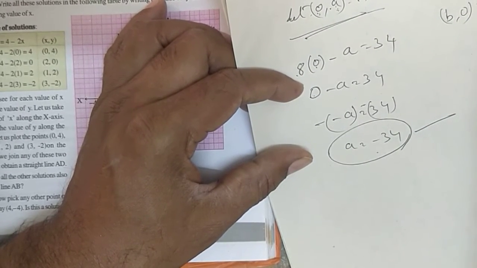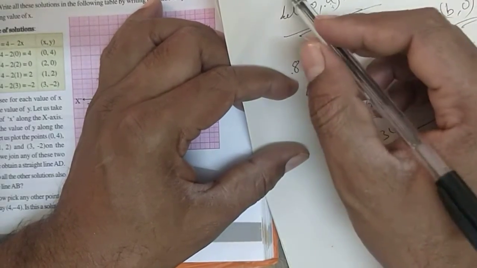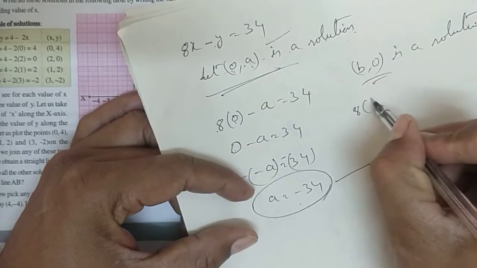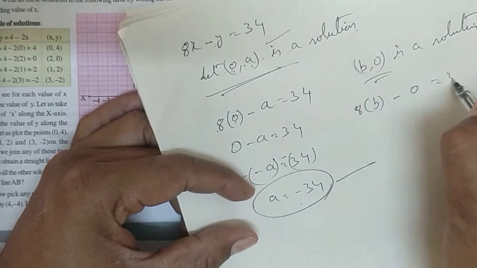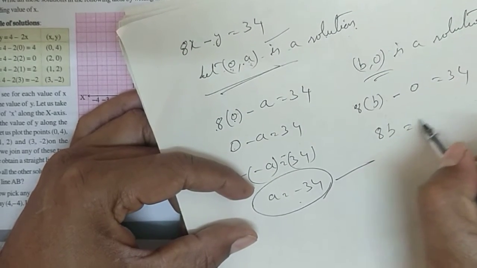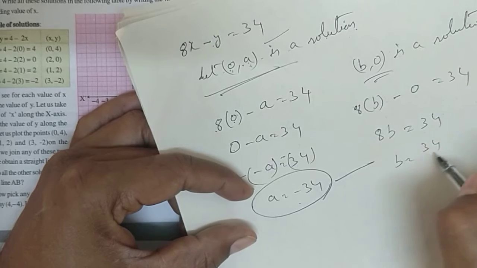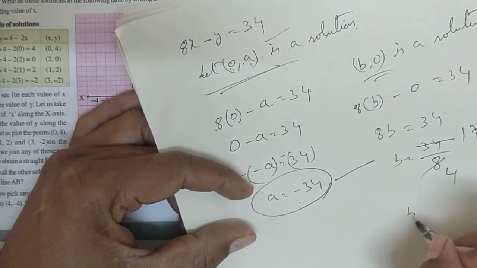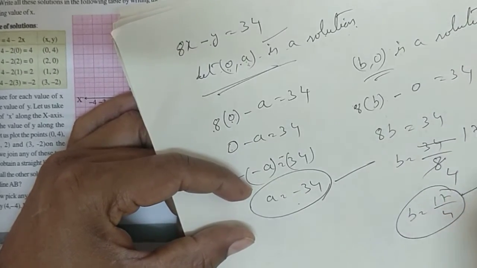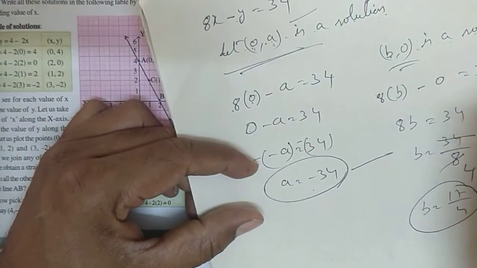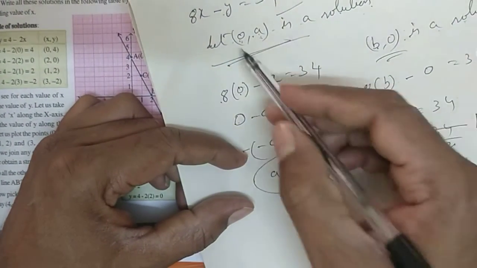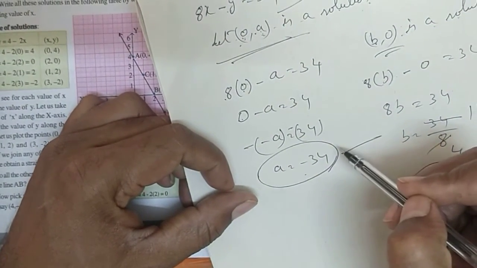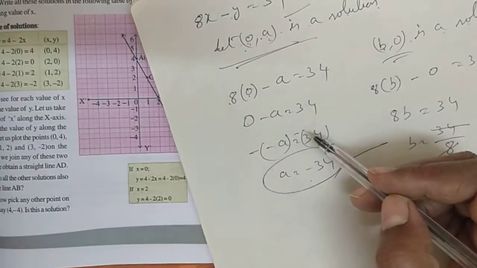Then he gave one more, that is (b, 0) is a solution. He said (b, 0) is a solution for this equation. Means in place of x you have to substitute b, in place of y you have to substitute 0. So 8b is equal to 34. b is equal to 34 by 8. 2 4s are 8, 2 17s are 34. So you got b is equal to 17 by 4. So if (b, 0) is a solution, b value is 17 by 4. If (0, a) is a solution, a value becomes minus 34.